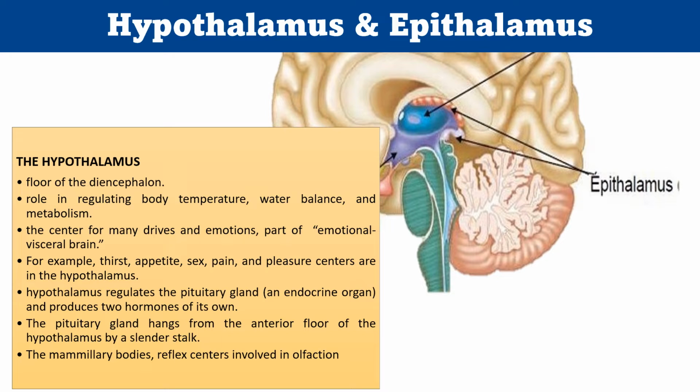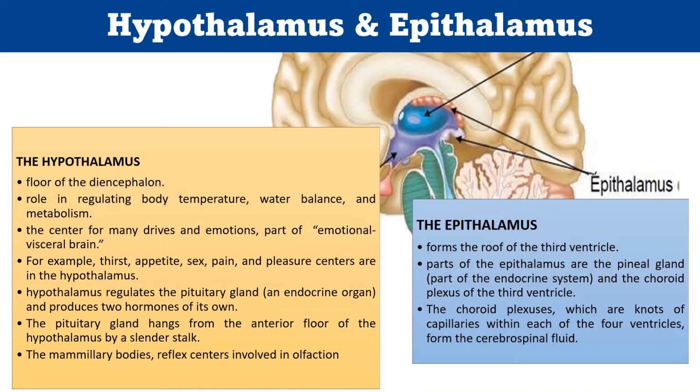The hypothalamus regulates the pituitary gland, an endocrine organ, and produces two hormones of its own. The pituitary gland hangs from the inferior floor of the hypothalamus by a slender stalk. The mammillary bodies are reflex centers involved in olfaction, the sense of smell.